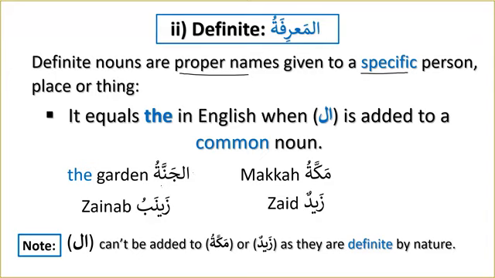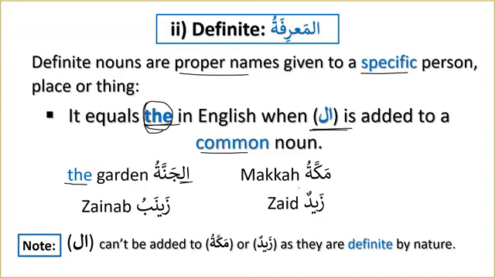Now here we have al-jannatu. So it equals the. In English, when al is added to a common noun, it's not always translated as the. It will be wrong to translate it the all the time. But whenever al is added to a common noun, and please remember that we can only add al to a common noun. We cannot add al to a proper noun. That's not possible because the noun itself is proper, so we cannot make it proper. So al-jannatu, the translation, look here, the garden. When it was jannatun, it was a garden. But when we say al-jannatu, then it is the garden.